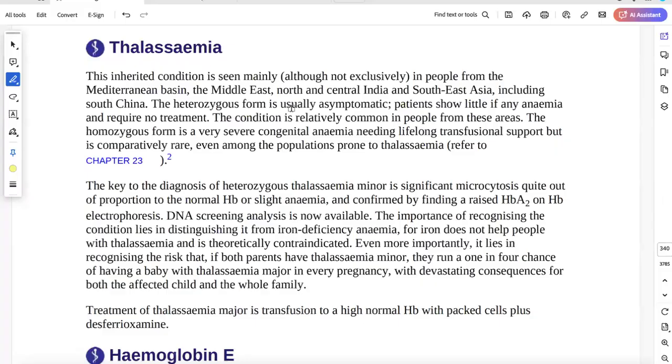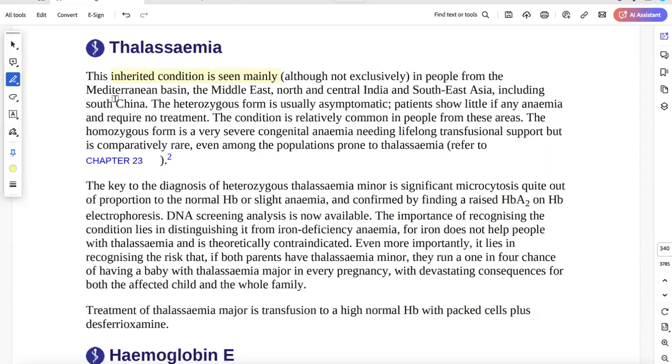Moving on to thalassemia. Thalassemia is not very common in Australia and it doesn't come up in the exam. Very unlikely that thalassemia questions will appear in the exam, unless they give you the question that I have done. But you should get just a baseline idea. Thalassemia is an inherited, autosomal recessive condition, common in people from the Mediterranean basin, Middle East, North and Central India, Southeast Asia, and South China. So it's not very common in this area.